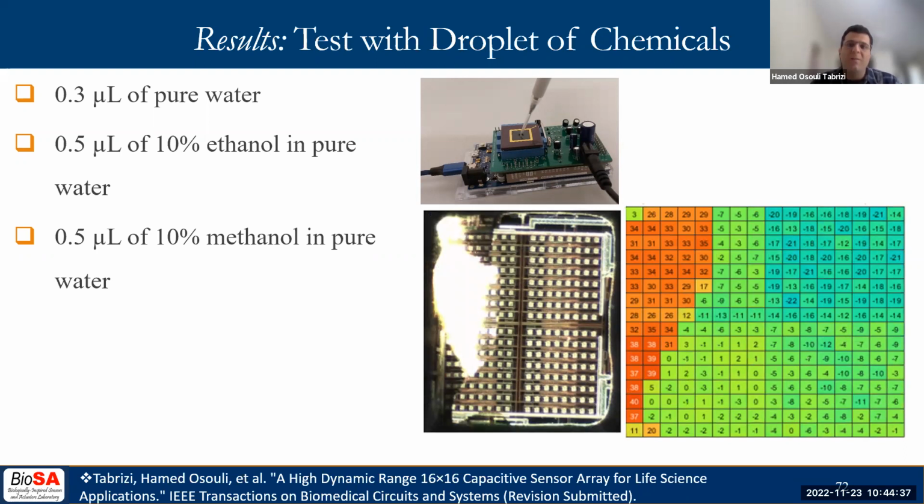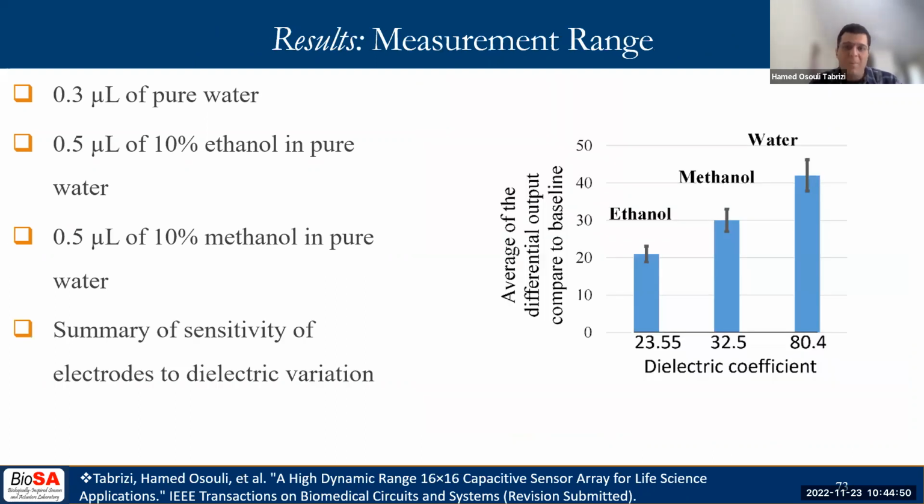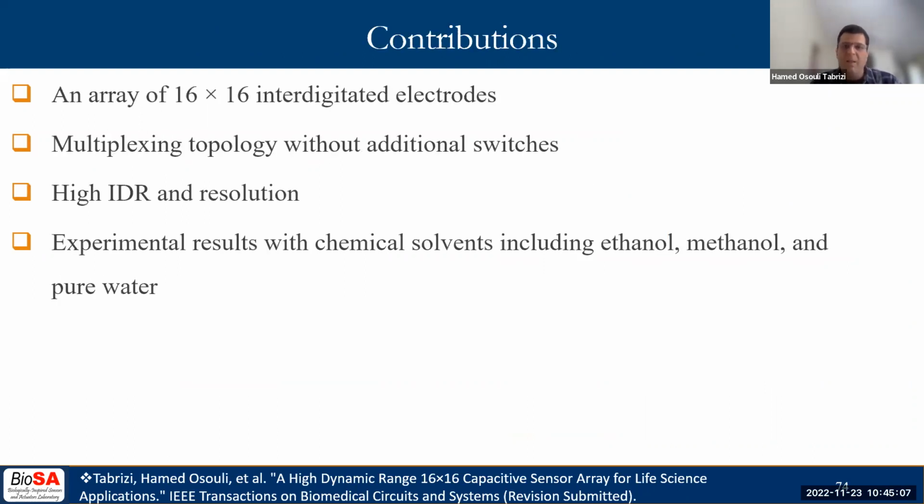The third droplet is a 0.5 microliter mix of 10% methanol in pure water. Apart from matching the location of the droplet, the numbers of active pixels are also meaningful for the methanol water mix. More clearly, by focusing on the values of active pixels for the 3 mentioned liquids, the average and standard deviation are shown in this figure. It can be seen that the output of the chip increases with increasing dielectric value of the liquid.